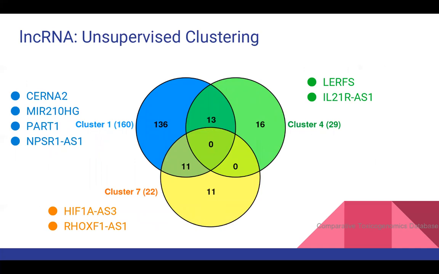Cluster 1 contained 160 significant genes, cluster 4 contained 29 significant genes, and cluster 7 contained 22. While there was no overlap between clusters 4 and 7, there were 13 overlapping long non-coding RNA genes between clusters 1 and 4, and 11 overlapping between 1 and 7.